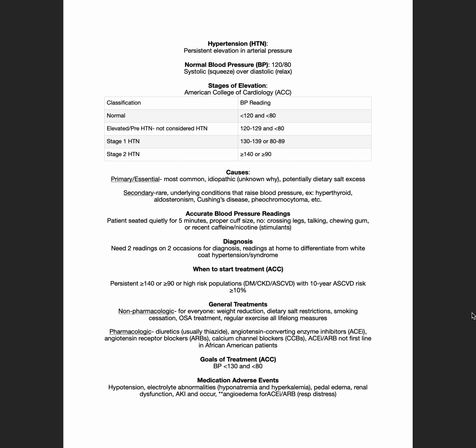The goals for treatment, again, according to the ACC, are going to be a blood pressure of less than 130 and less than 80, which would fall into that category of elevated or pre-hypertension.